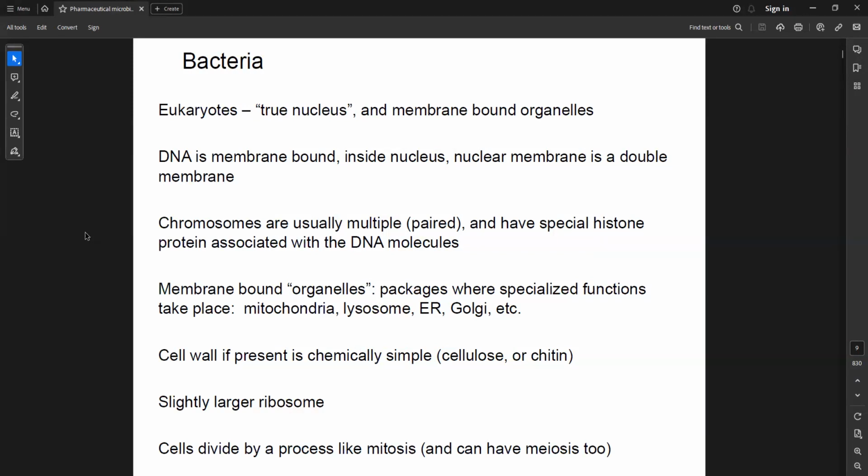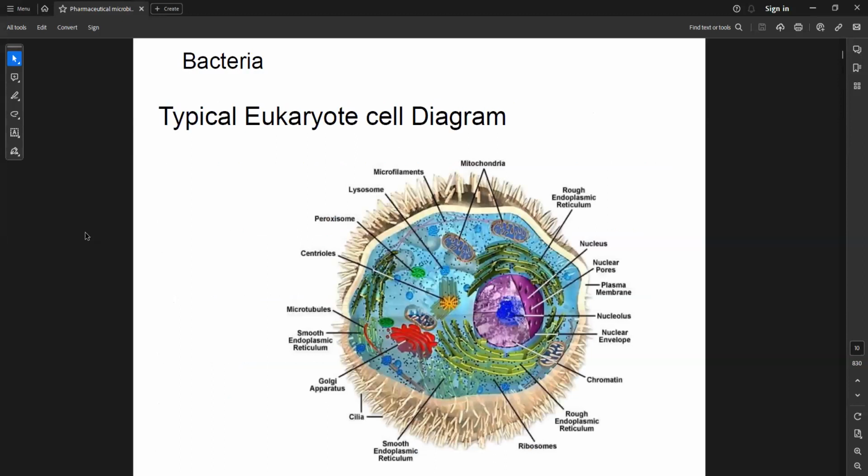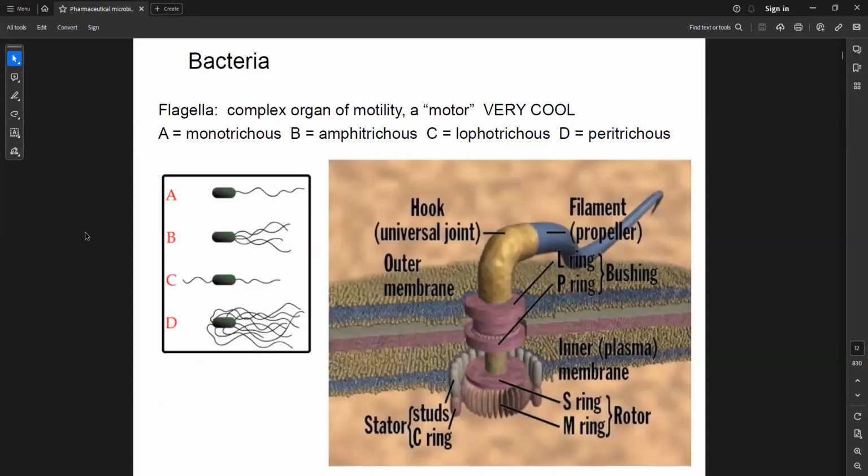So eukaryotes have a true nucleus and are membrane bound. Then DNA is definitely membrane bound inside the nucleus. The nuclear membrane is a double membrane. Okay. So the cell wall is basically made up of cellulose or chitin. Then I think everything else you can read. Then these are typical eukaryotes. Now these are cells like found in plants and human mammals, basically. Okay, and we can go on.